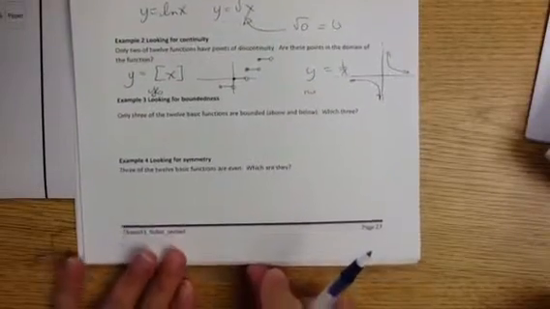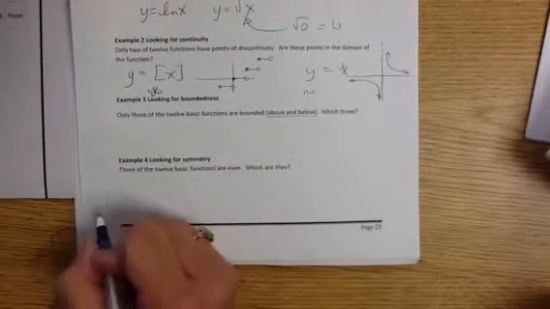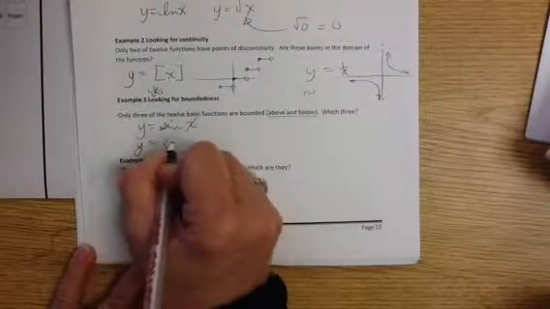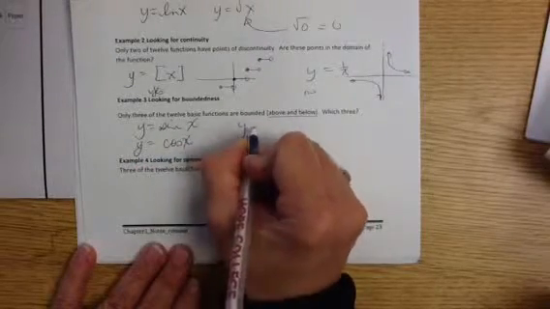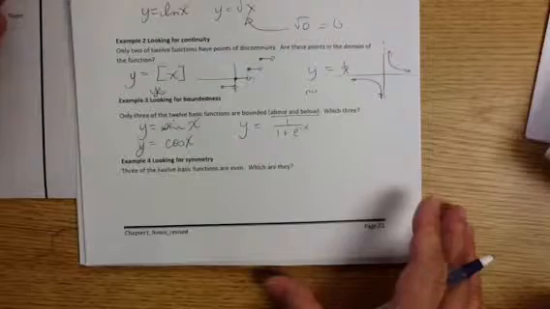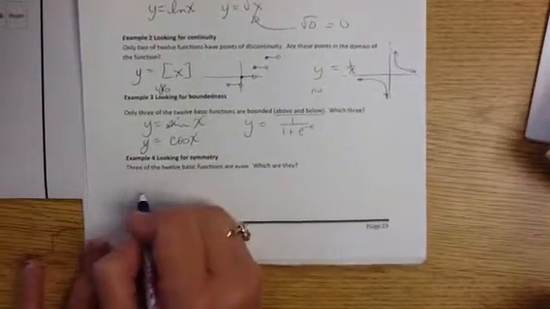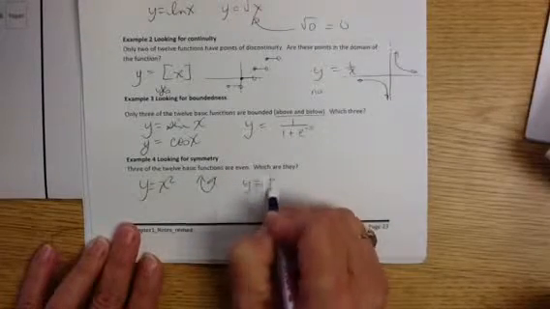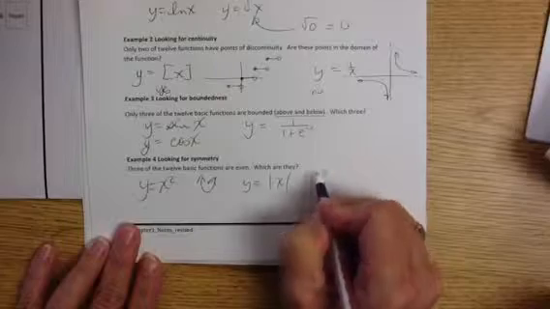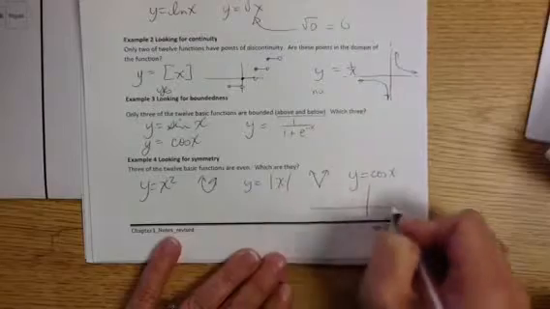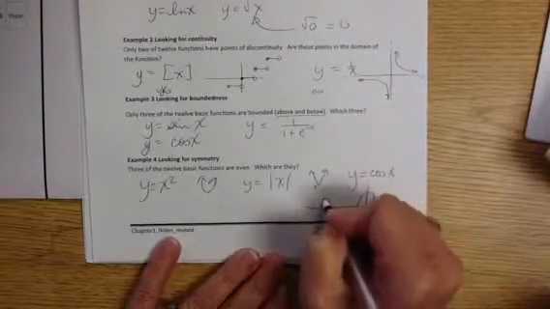Now, only 3 of the 12 basic functions are bounded above and below. Those happen to be y equals sine x, and you'll get to know these better, y equals cosine x, and the logistic function, y equals 1 over 1 plus e to the negative x. Also, 3 of the 12 basic functions are even. Which ones are they? Well, y equals x squared looks like this. Y equals the absolute value of x, which looks like this. And the other even function is y equals cosine x, which happens to look like that graph.